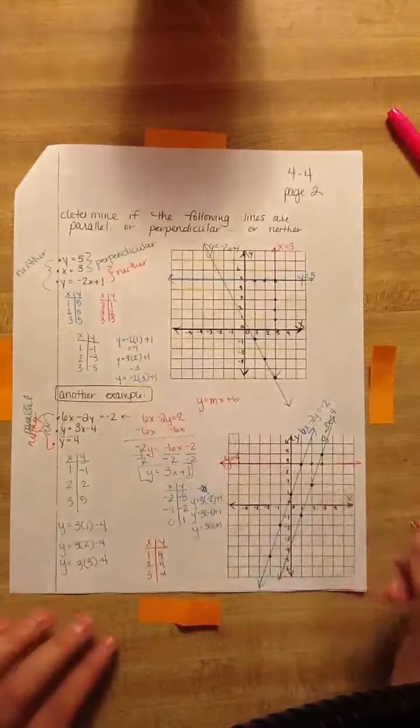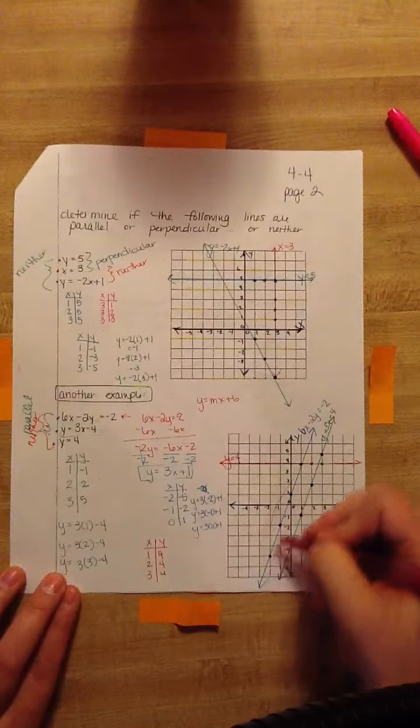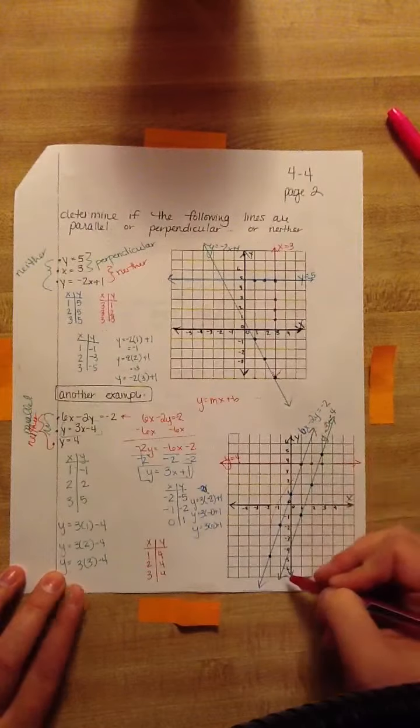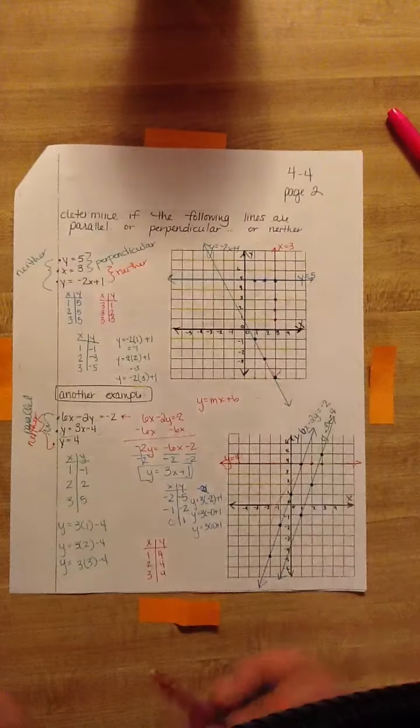Now, that should make sense because if it's not parallel or perpendicular with the first line, it can't be either of those things with the second one because they're parallel. So it has to be neither with the second one as well.